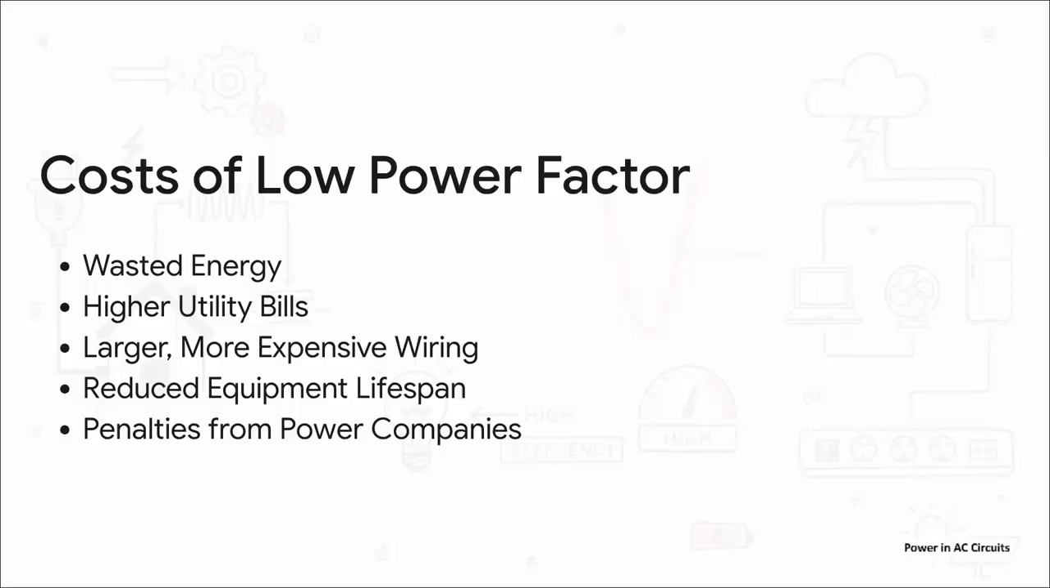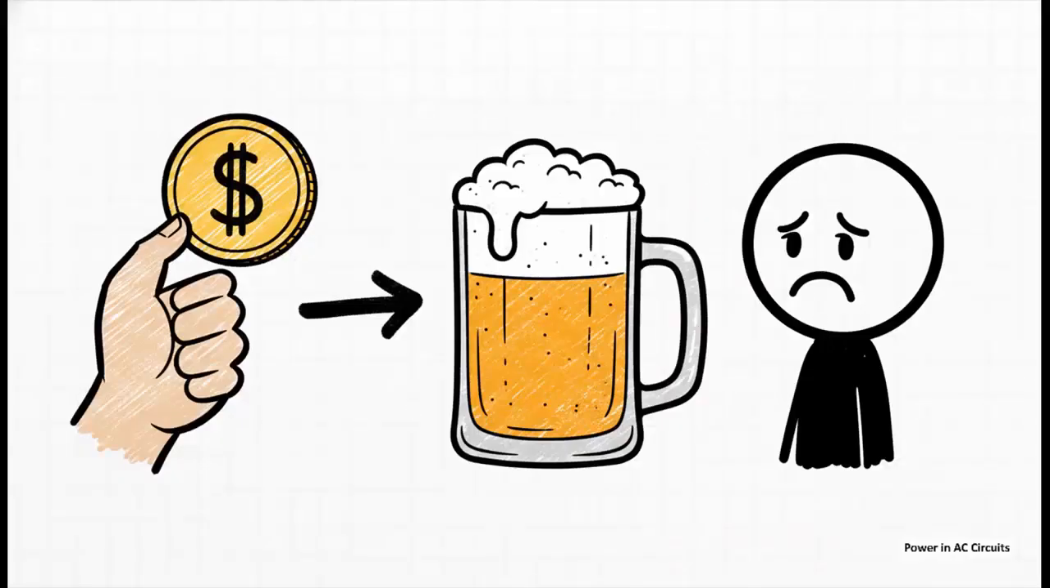That means higher utility bills, and get this, power companies will often hit large customers with extra penalties just for having a low power factor. It also means you need thicker, more expensive wiring to handle the extra current, and it can even shorten the lifespan of all your equipment. It's a real problem. So here's the bottom line, to bring it all home. A low power factor is like going to a pub, ordering a full pint, paying for a full pint, but getting a glass that's half full of froth. You're paying for energy that you can't even use.